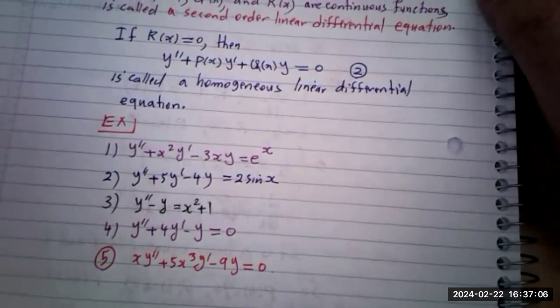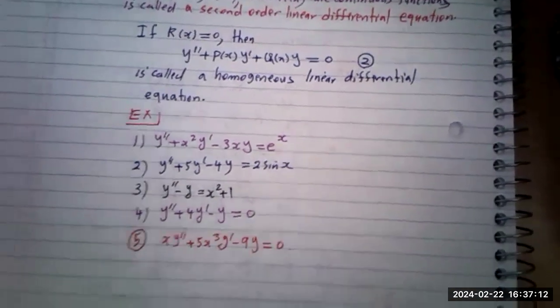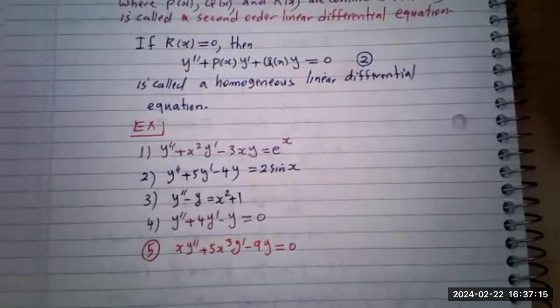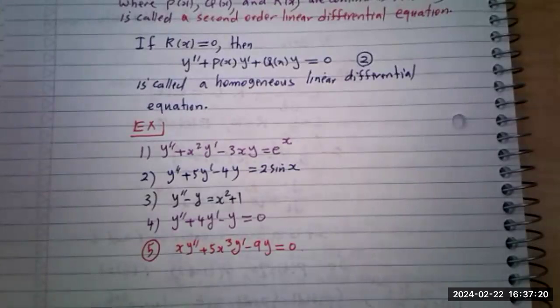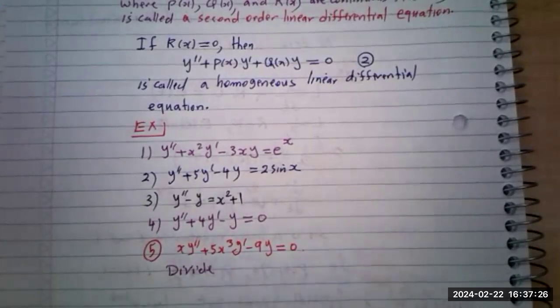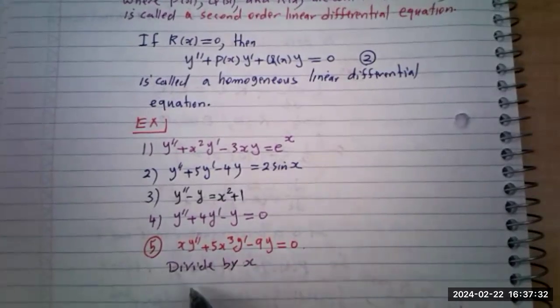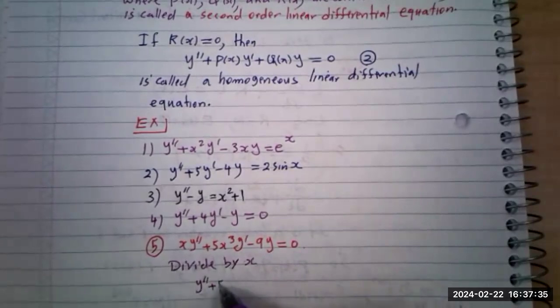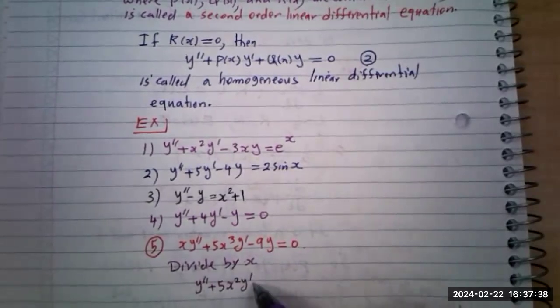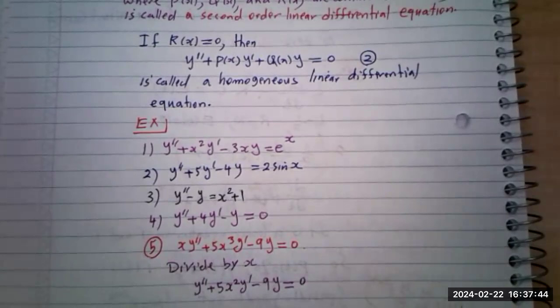Y prime has a term. Y double prime has a term. The coefficient of the y double prime is not 1, so it's not in the standard form. So quickly divide it to get it into standard form, okay? Divide so that the coefficient of the y double prime is 1. So divide by x, where we assume that x is not 0, so that we can divide. That gives you y double prime plus 5x squared y prime minus 9y equal to 0. So this is the kind of standard form that we can have.